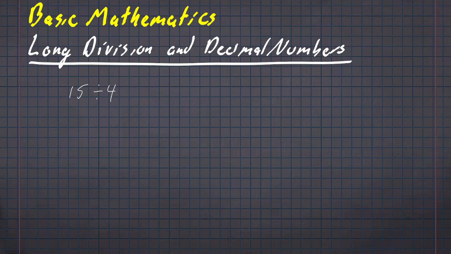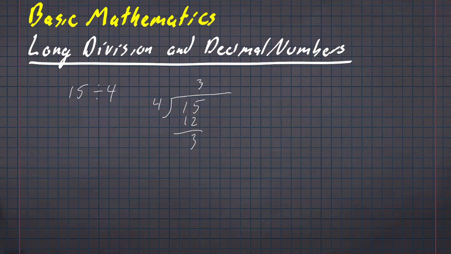Let's start with something that just has whole numbers in it, a relatively simple problem like 15 divided by 4. We could set this up in a long division box. 4 fits into 15 3 times. 3 times 4 is 12, and when you subtract 15 minus 12, you get 3. You could say that 15 divided by 4 is 3 with a remainder of 3.